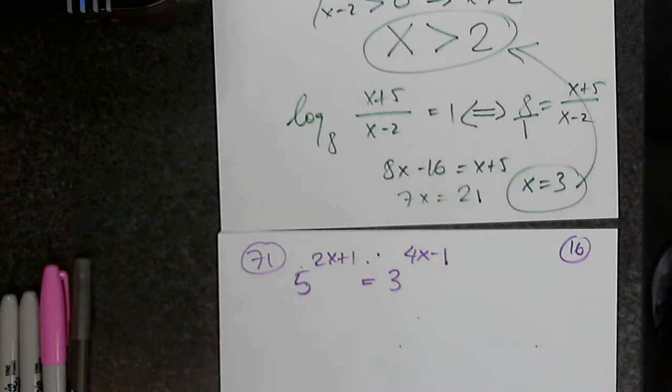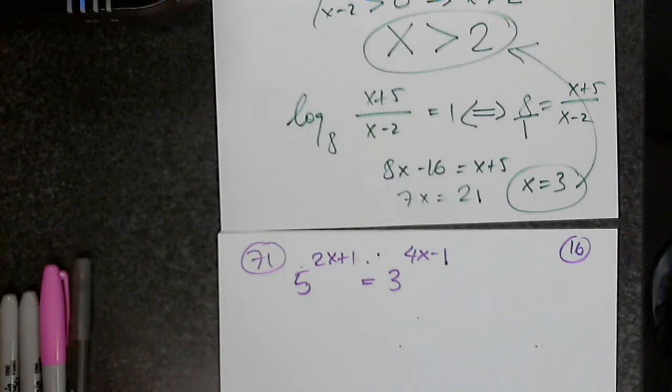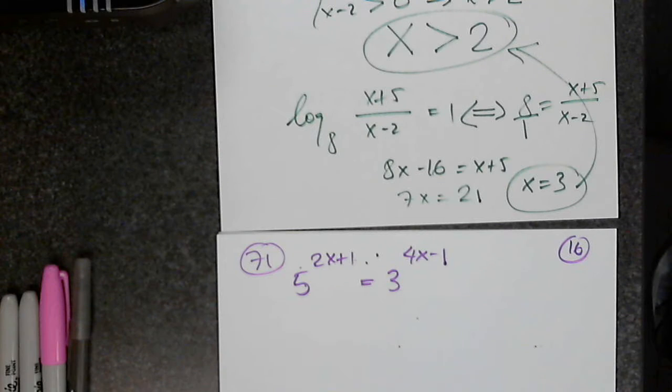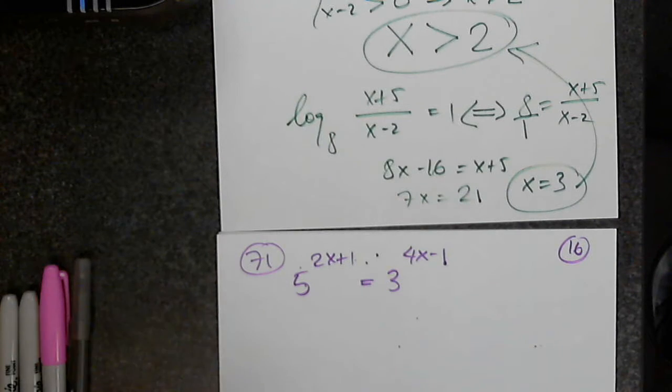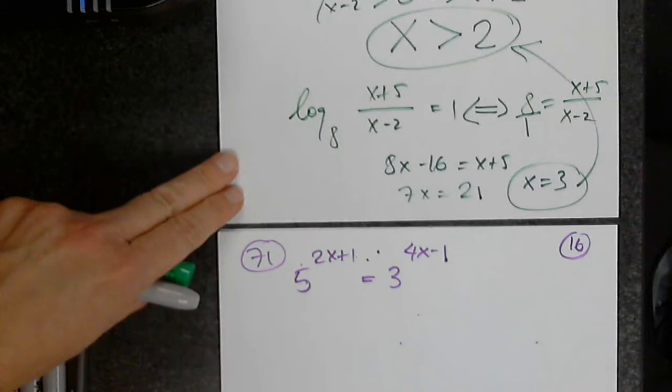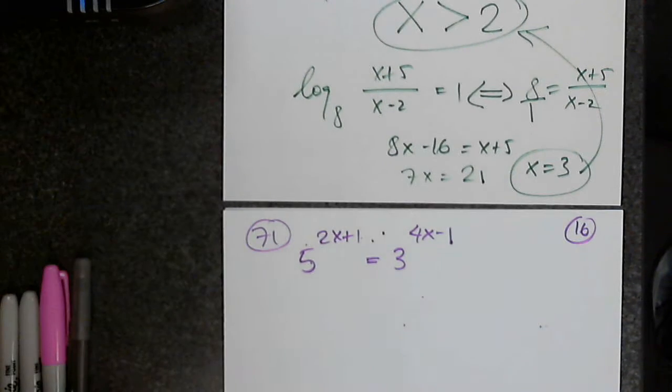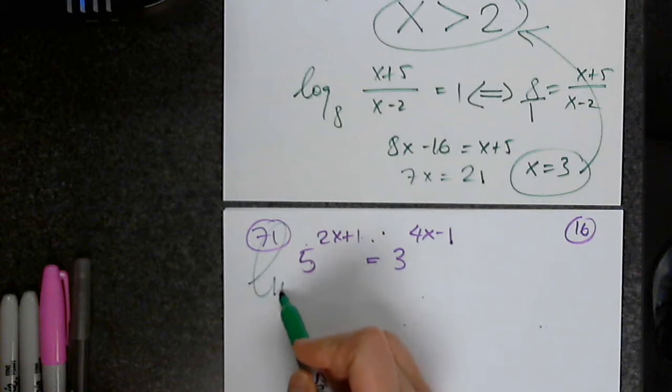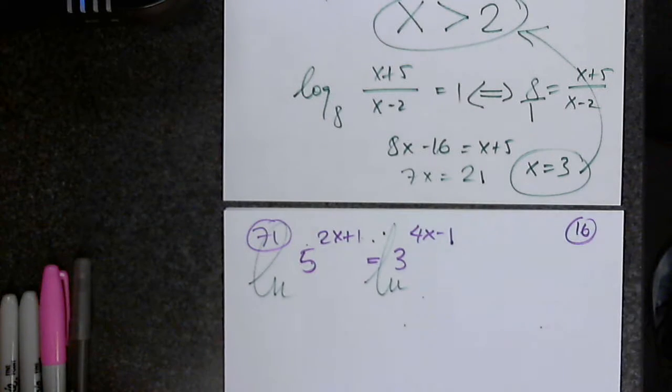Okay. What do I do here? Because I cannot present 5 and 3 with the same base. So what is my only option? Apply natural log or log to both sides so I can bring the power down. I'm applying the inverse function of the exponential so I can bring the power down.